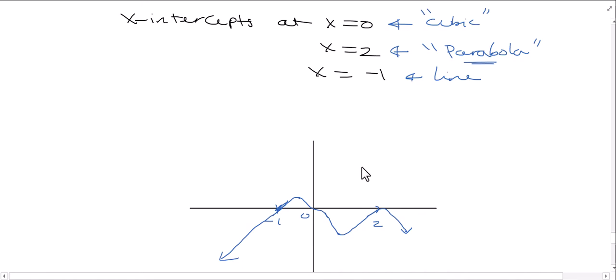So knowing the degree of the term that our x-intercept is coming from already tells us a lot about the graph. Then the first derivative is going to come in and tell us, well, which way, right? If I'm increasing, then this is what my graph looks like. If I'm decreasing, then it's going to be the flip of that graph. And then the second derivative is going to come in and tell us how we are curving.